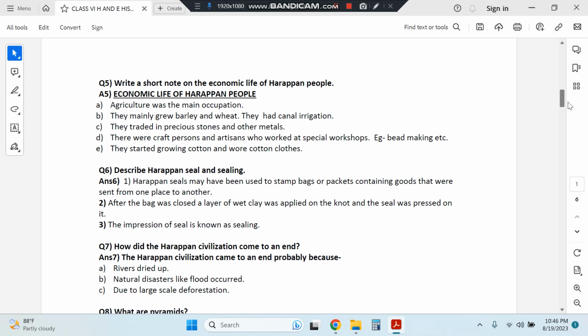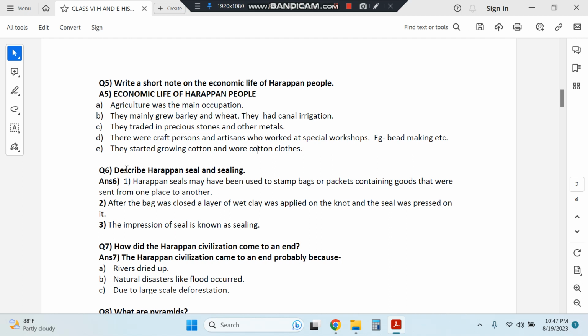Next question. Write a short note on the economic life of Harappan people. Agriculture was their main occupation. They grew barley and wheat. They had canal irrigation. They traded in precious stones and other metals. And there were craft persons and artisans who worked at special workshops like bead making. And they started growing cotton and wore cotton clothes as well.